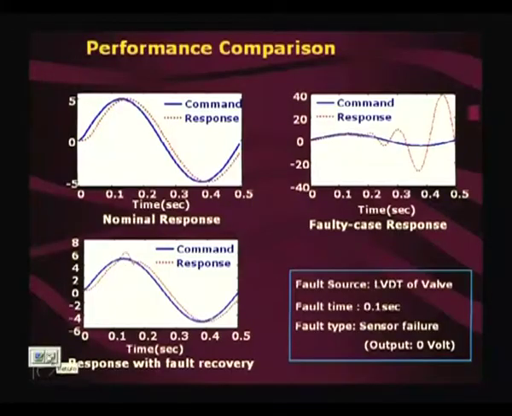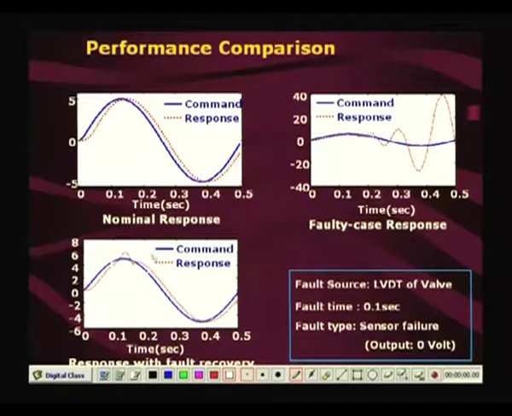While if you use the simple fault detection algorithm using an observer, then it turns out that this is the performance. So, here the fault occurred. There is some initial transient, but then the signal has been estimated and it is fed back, and therefore, it starts following the pattern again.